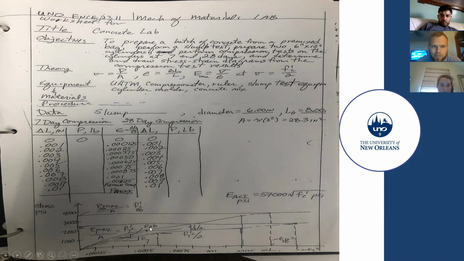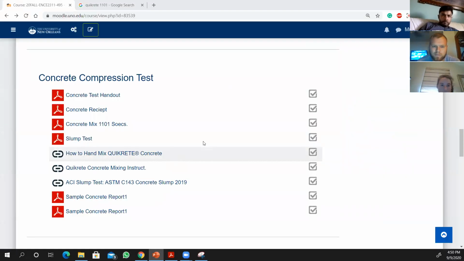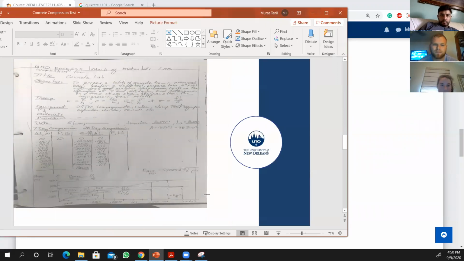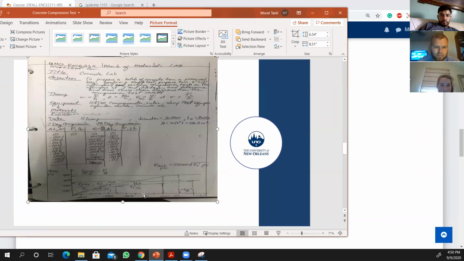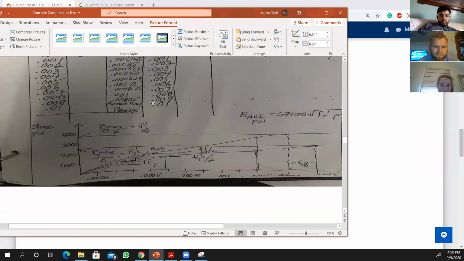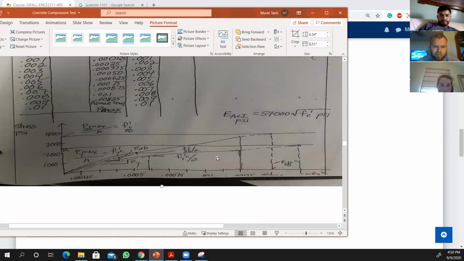Could you scroll down some? You can't see the whole graph? Yeah. Okay. Let's make this graph available on Moodle. I believe this graph is not available on Moodle, but let me see if I can make it available for you. Okay.